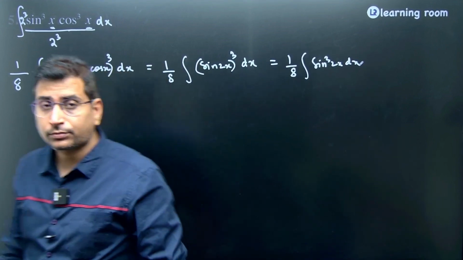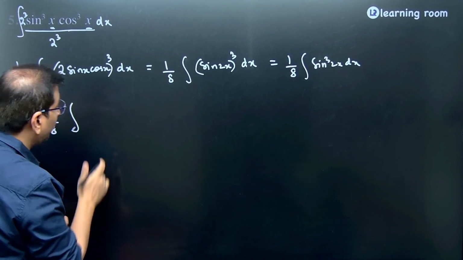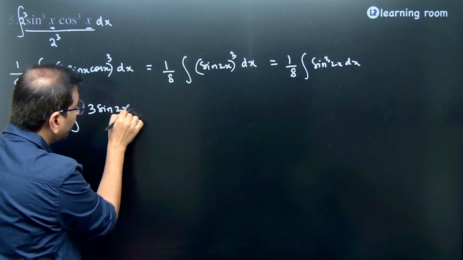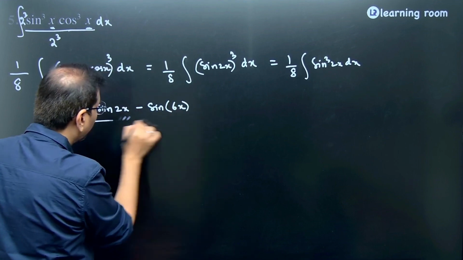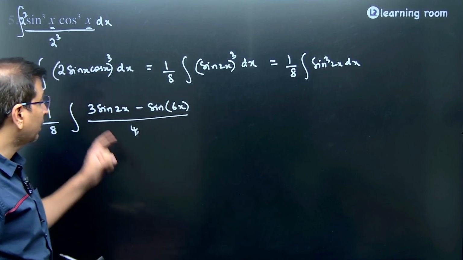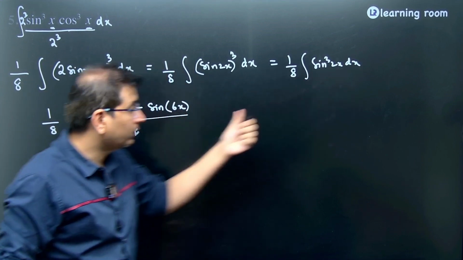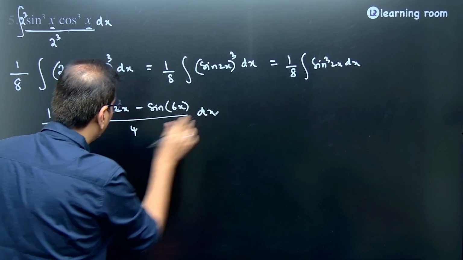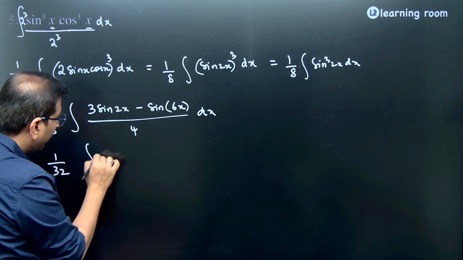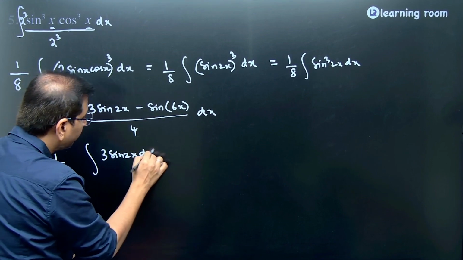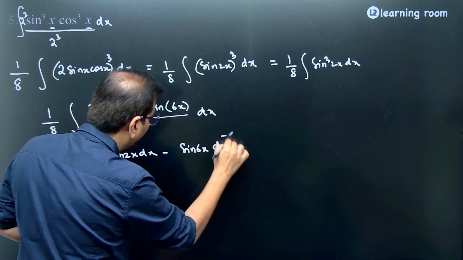Now having said this, since you have sin cube, we need to write it as integral of 3 sin a minus sin 3a, that is 6x, the whole divided by 4. I hope you understood this. It is 3 sin of the same angle minus sin of 3 times this angle, the whole divided by 4 times dx. So 4 taken out, and you will have 1 by 32 into integral of 3 sin 2x dx minus sin 6x dx, right?